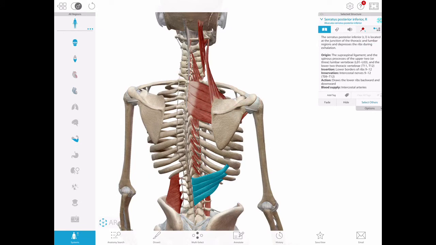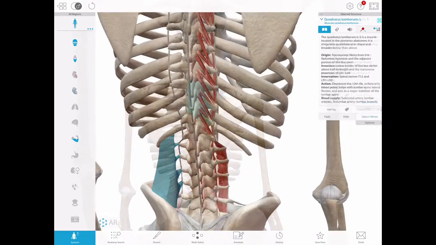Here we have the serratus posterior inferior. This helps to draw the lower ribs backward and downward. Here we have the serratus posterior superior. This helps to elevate the upper ribs.